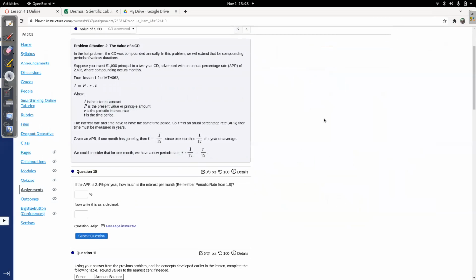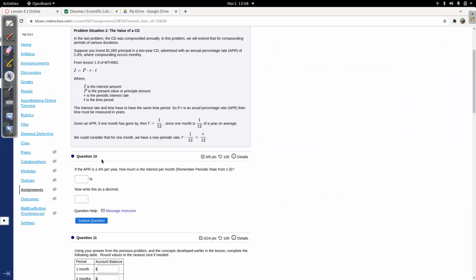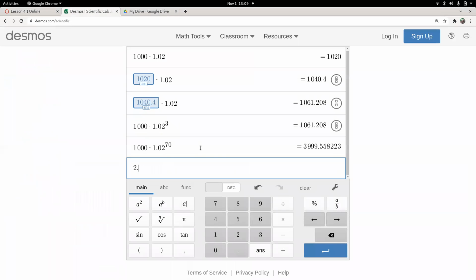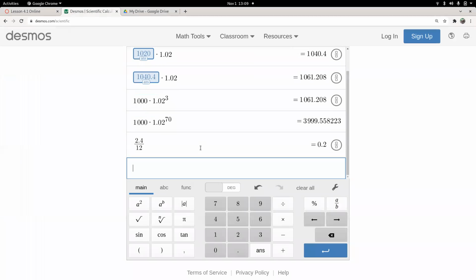Okay, so here we're asked to do a couple of things. If we start with the APR, annual rate of 2.4%, we want to know how much it would be per month. And we just divide by 12. So we'll do that in a couple of different ways. Now notice here, they're holding the percent sign off to the side. So we just want to know, okay, what's 2.4 divided by 12? That's not too bad. Calculator, 2.4 divided by 12 gives me a rate of 0.2%.